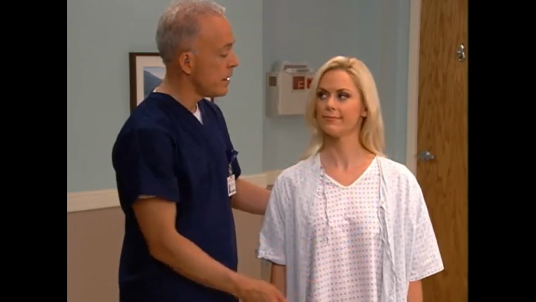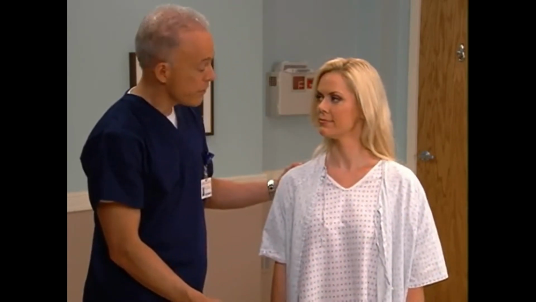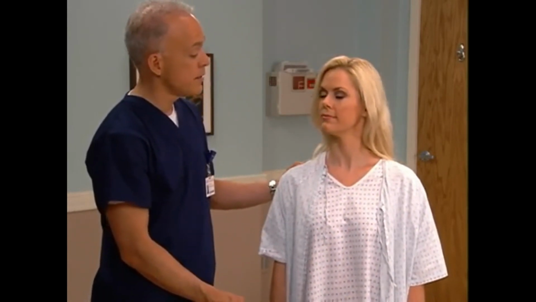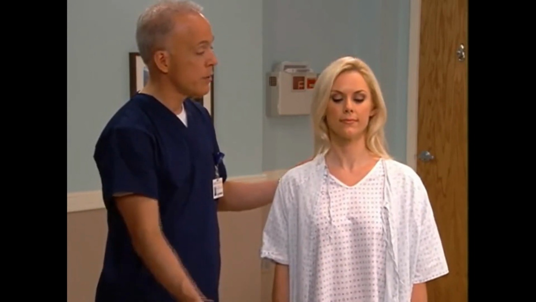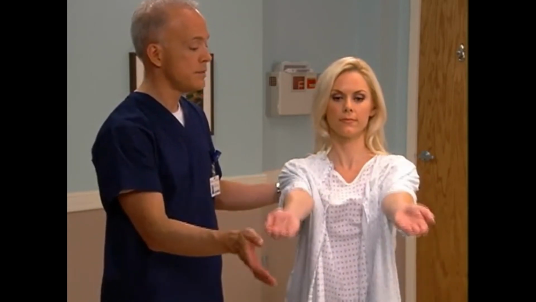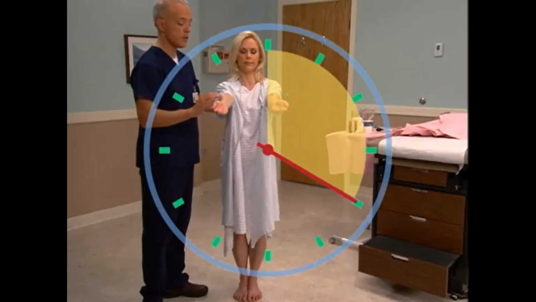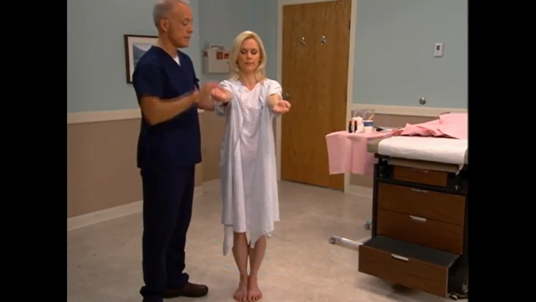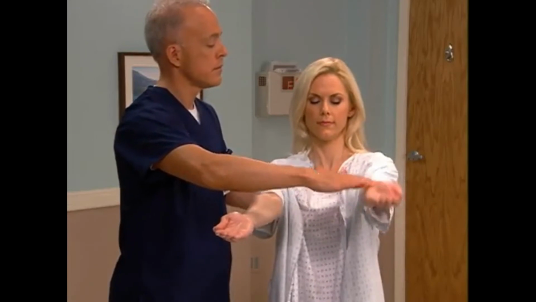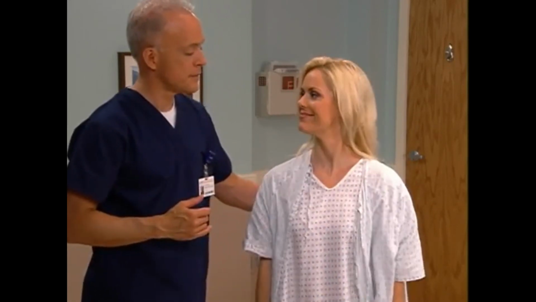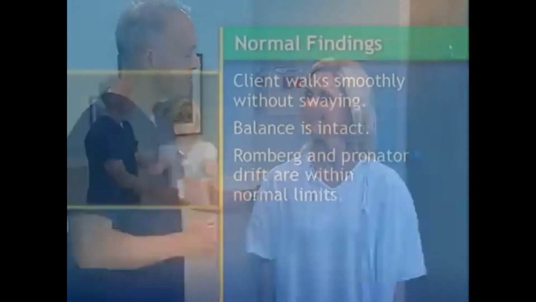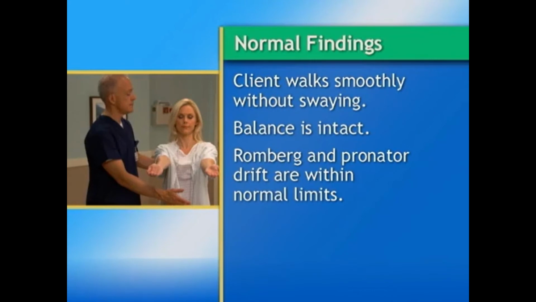Okay, very good. Now in the same position with your feet together and standing nice and tall, I would like you to bring your arms up in front of you, palms up, and close your eyes. Now keep me from pushing your arms down. Good job. Let's get you back up on the table. The client walks smoothly without swaying. Balance is intact. Romberg and pronator drift are within normal limits.